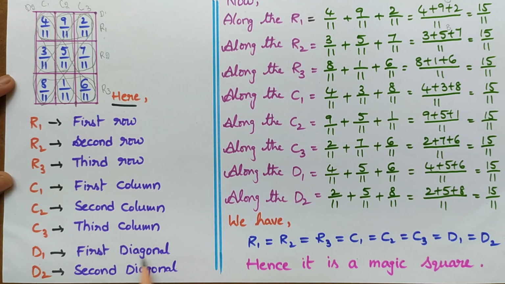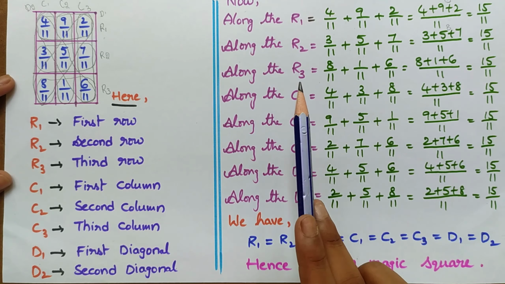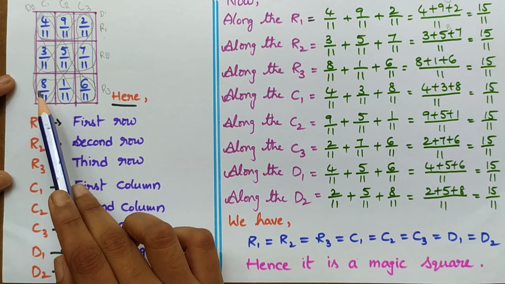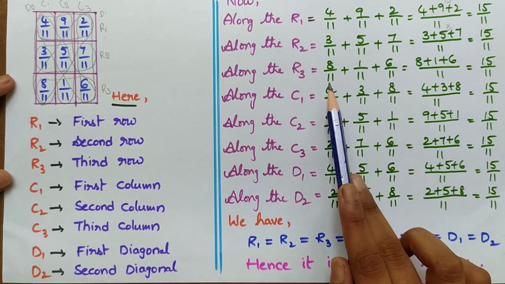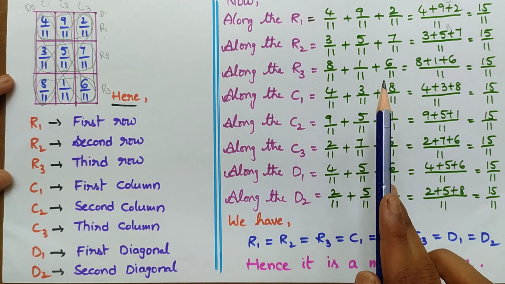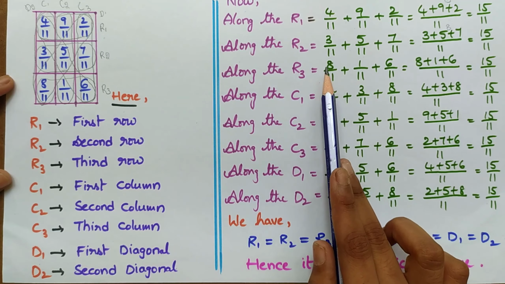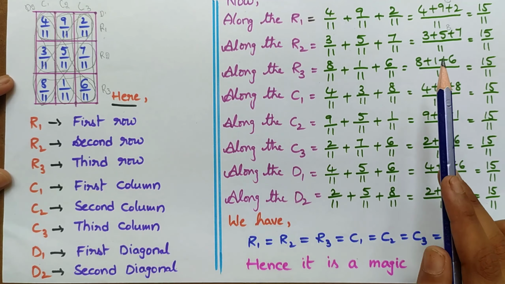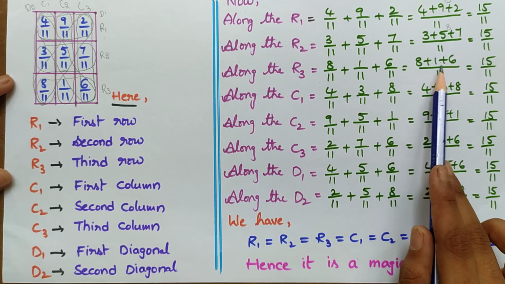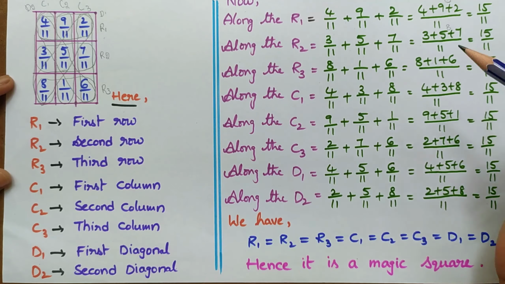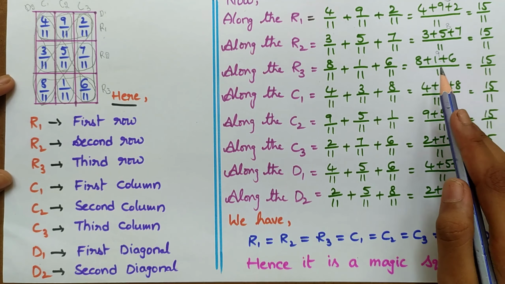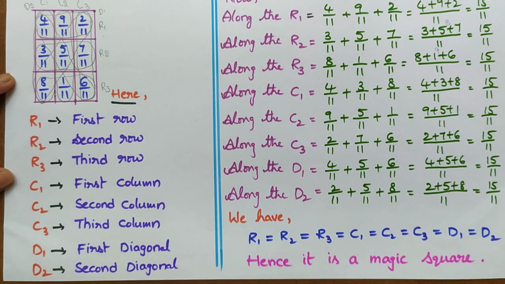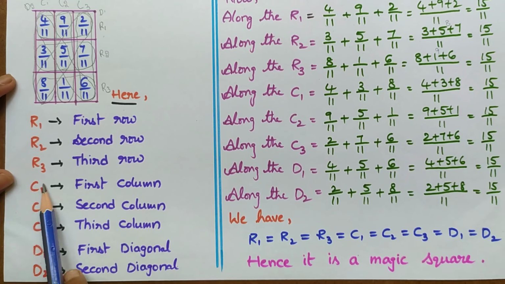Now let us see R3, that is the third row. The sum of elements in the third row is 8 by 11 plus 1 by 11 plus 6 by 11. As they are like fractions, we can write 11 and 8 plus 1 plus 6 by 11. 8 plus 1 is 9 and 9 plus 6 is 15. So 15 by 11. Now we have seen rows.